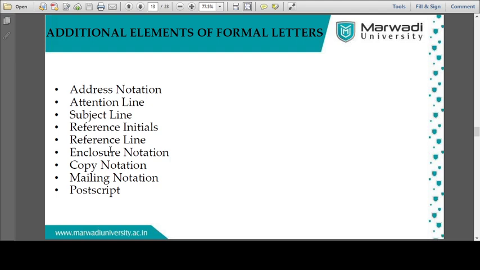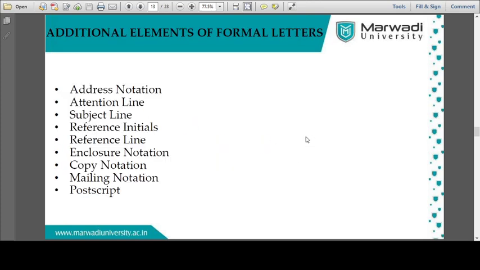For example, please instruct your office to give prior information in the case of not supplying water on a particular day. So postscripts carry a message that requires emphasis, or a personal note. Generally we write a postscript when we want to emphasize something, or draw the attention of the reader. At that time postscripts are generally used.